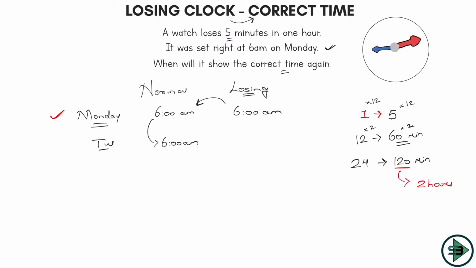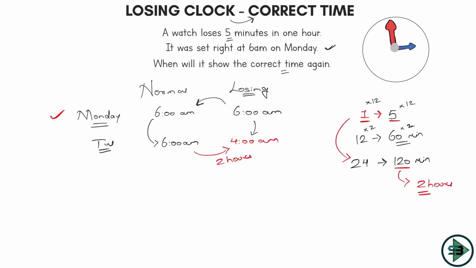What will happen on 6 am Tuesday? What time will this losing clock show to me? It will show me 4 am. Why? Because it lost by 2 hours. How? Because it is losing 5 minutes in every 1 hour, such that in 24 hours it lost 2 hours. That's what is happening right now.